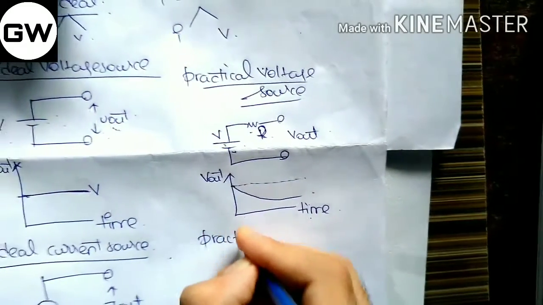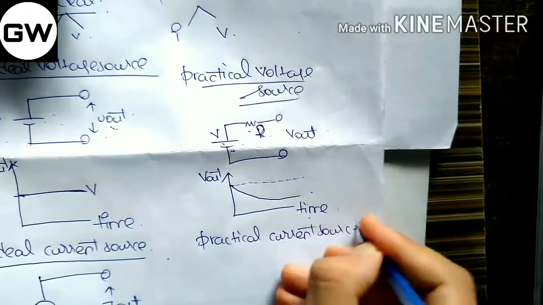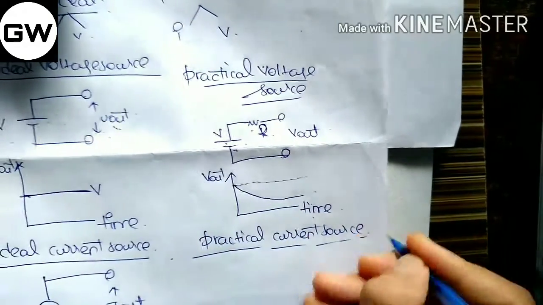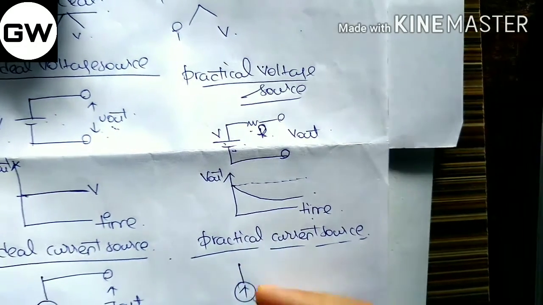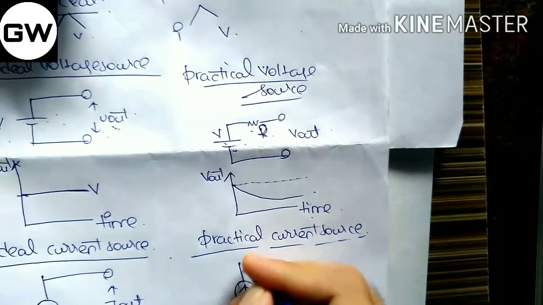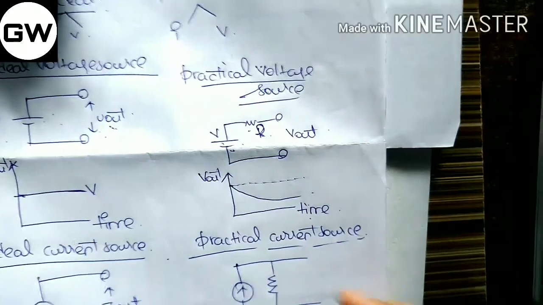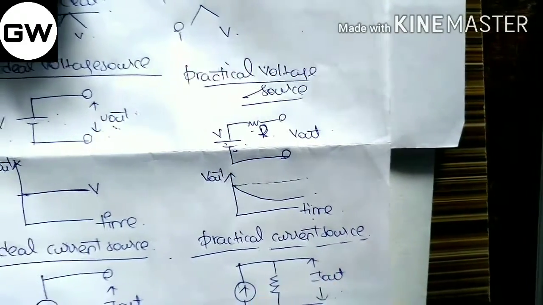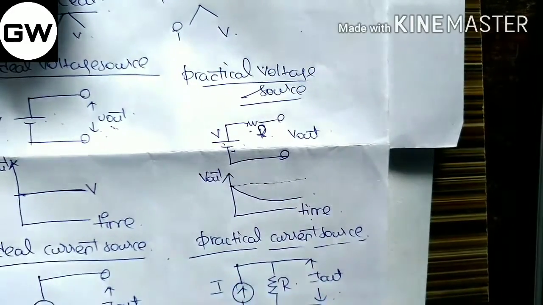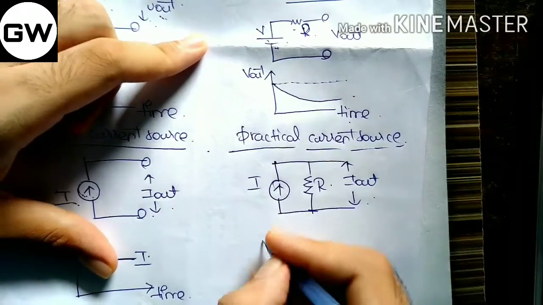Practical current source. The practical current source is nothing but the ideal current source with a resistor connected in parallel. This is I out. The graph is just similar to the above case.